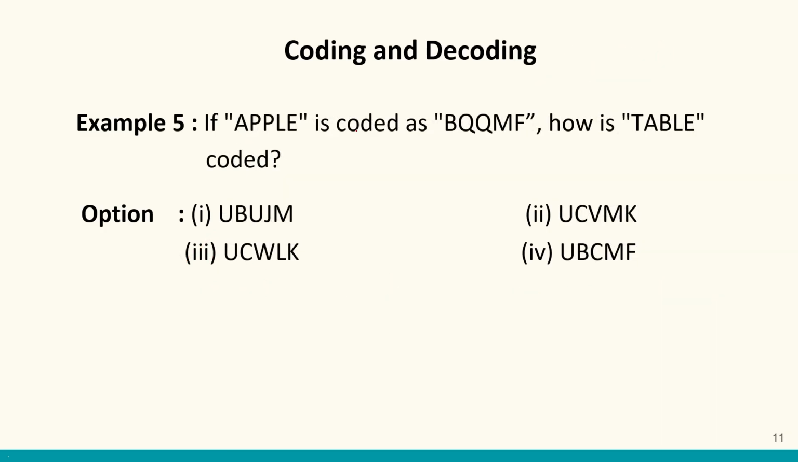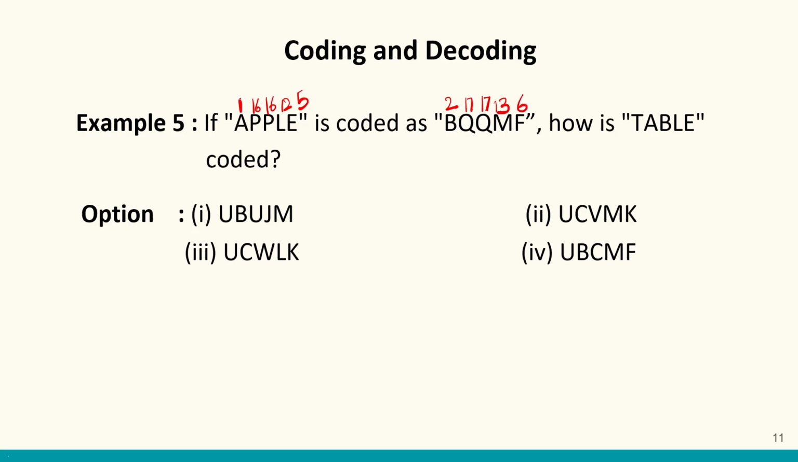Now, Apple is coded as this. How is table coded? Let me write the ranks over here. A is ranked 1. P is ranked 16. L is ranked 12 and E is ranked 5. So B is ranked 2. Q is ranked 17. M is ranked how much? M is ranked at 13 and F is ranked at 6.